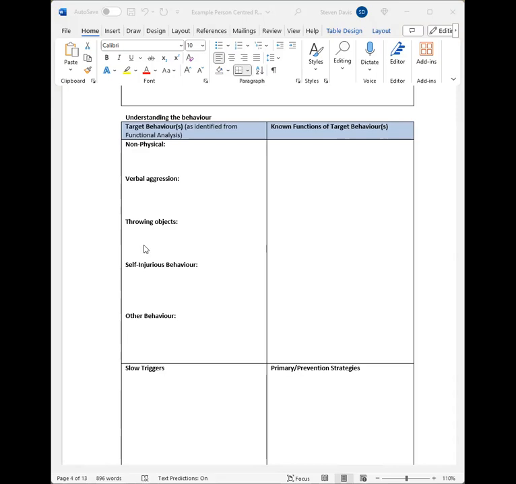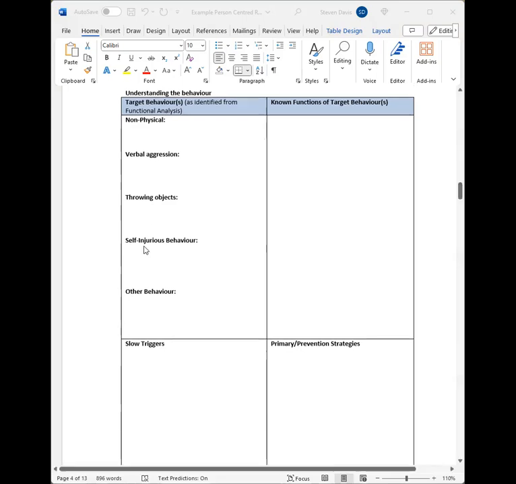Throwing objects, do they have a history of throwing things? The self-injury behavior, do they bite? Do they headbutt? Do they scratch? And then anything else that's useful for us to know. And then what we need to know from that is the targets. So kind of what could be some of those triggers? What could be some of the reasons for those type of behaviors? So if we have a little bit of information about what might trigger those, then we have a better understanding around the behavior altogether.